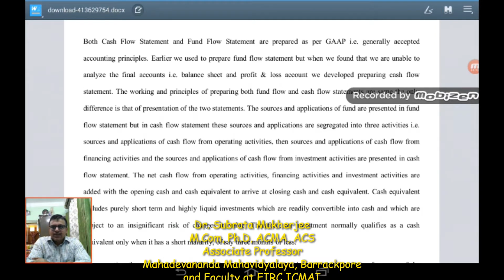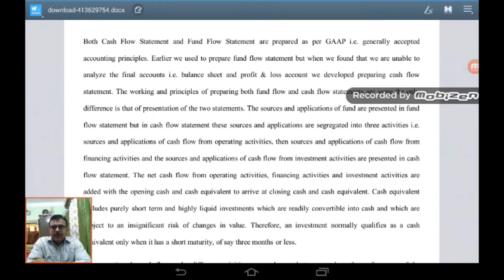Both cash flow statement and fund flow statement are prepared as per GAAP, that is generally accepted accounting principles. Earlier we used to prepare fund flow statement, but when we found that we were unable to analyze the final accounts, that is balance sheet and profit and loss account, we developed preparing cash flow statement. The working and principles of preparing both fund flow and cash flow statements are the same. The only difference is the presentation of the two statements.